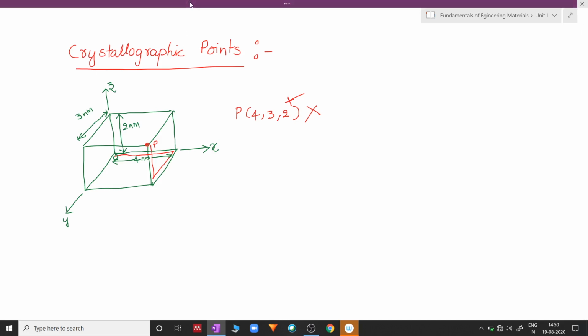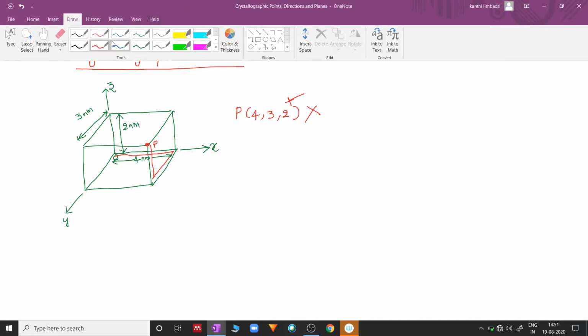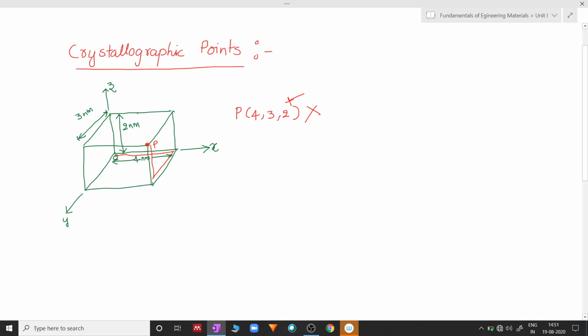The same point can be represented like this. In crystallographic point representation, whatever the length may be, that is considered as 1 unit. It means this 4 nanometers in the x direction is considered as 1 unit, this in the y direction is considered as 1 unit, and in the z direction this is considered as 1 unit.